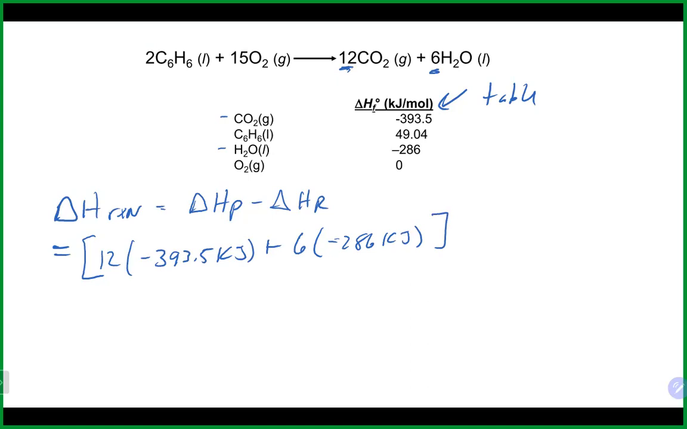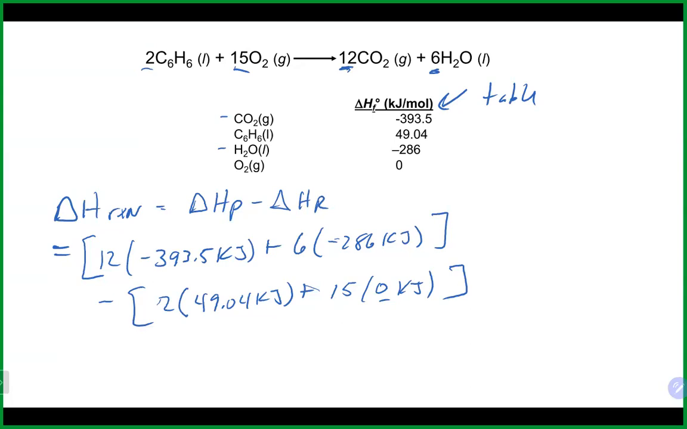We're then going to subtract everything on the reactant side. On the reactant side, we have 2 of our benzene, so 2 times 4904. And in this case, we have 15 of them, but that is oxygen in its natural state, which, as you will typically find on these tables, has a value of 0. So we'll do the math there.